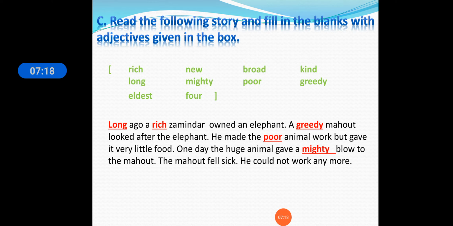Okay. So, in this paragraph the adjectives are: long, rich, greedy, poor and mighty. Okay. So, how is the animal? Poor. And how was the blow? Mighty. Okay.